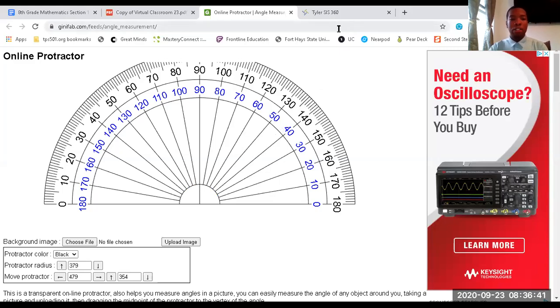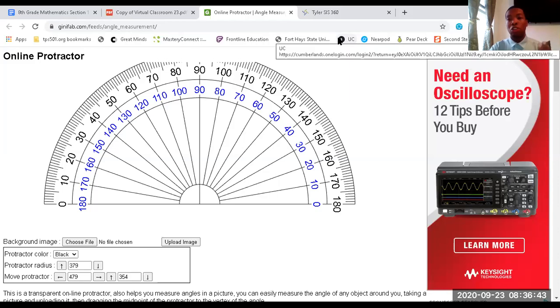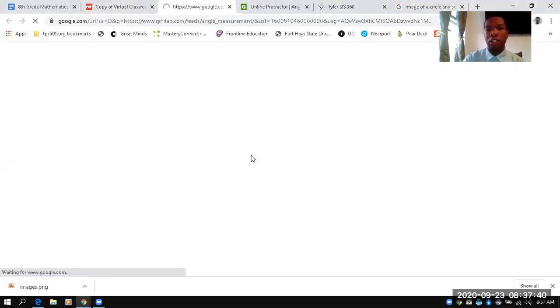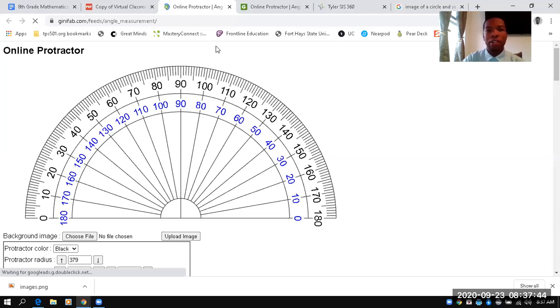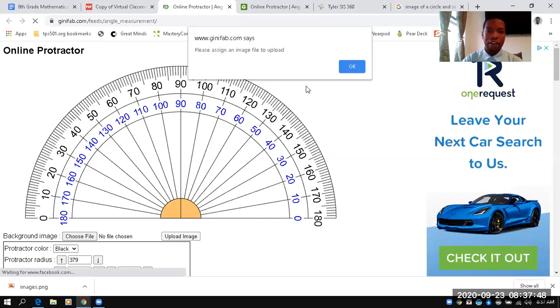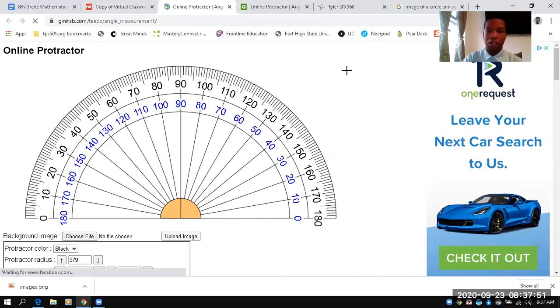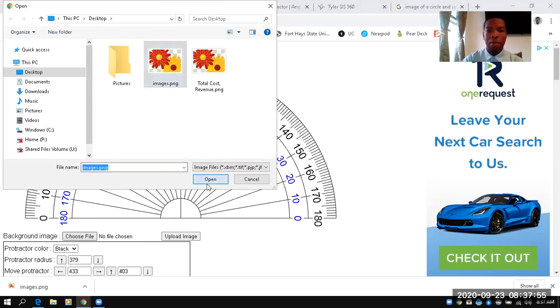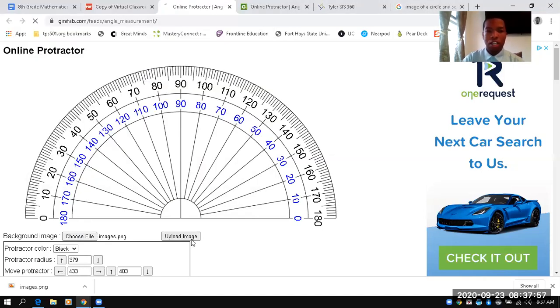I'm gonna pause this for a second so I could upload an image so that you could see exactly what I'm talking about. So if I do the virtual protractor, you can see the website up here that you could go and check out. And then I'm gonna upload an image. I went and found an image. I'm gonna choose a file, click the image, and then I'm gonna upload it.